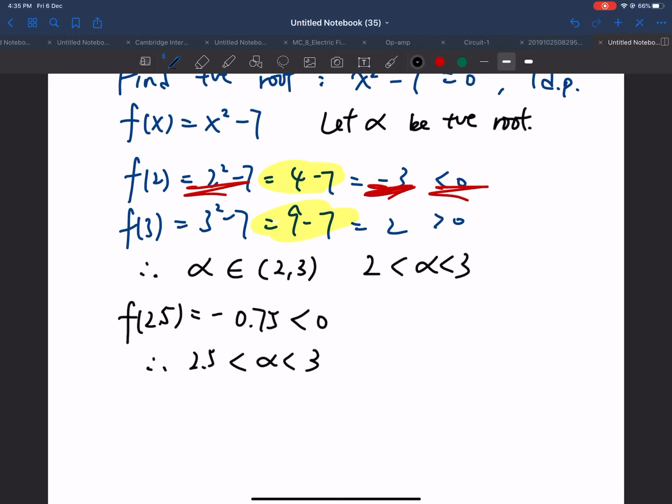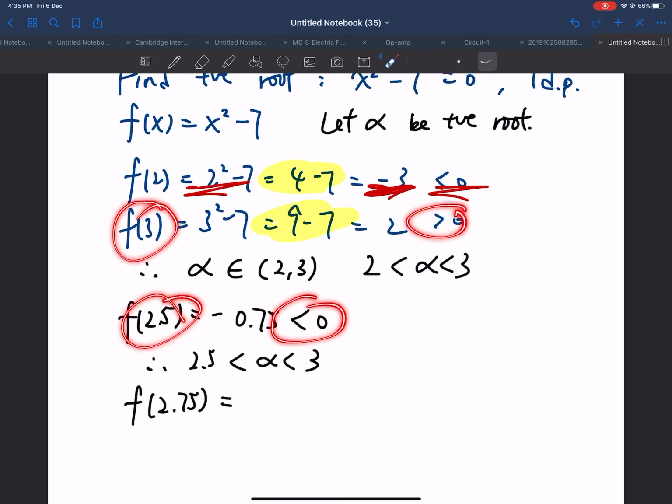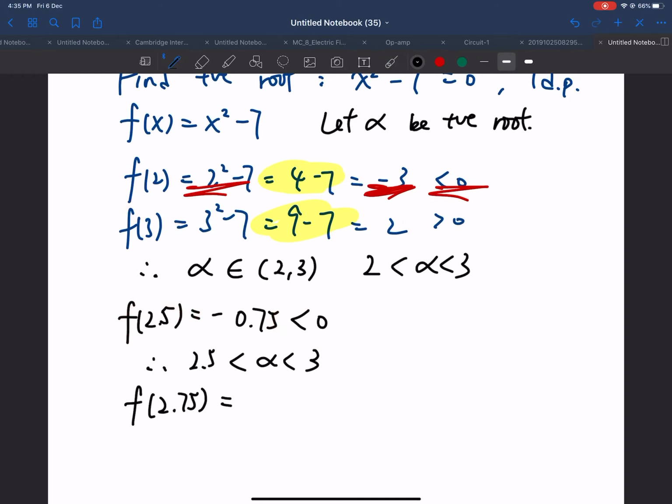Okay. And then what should you try next? 2.75. Wait, why does it have to be 2.5 and 3? 2.5 is the midpoint of 2 and 3, and then you find the other midpoint. Yeah, I get that, but why is it above 2.5 and not below? Because this one is negative and this one is positive, it should be within these two. If you draw it on a graph, just draw a graph and you can visualize it.